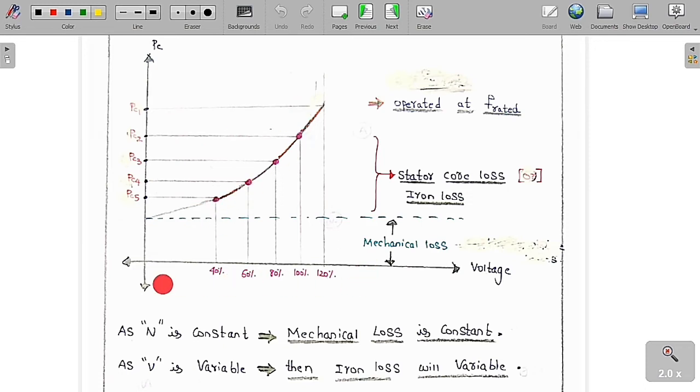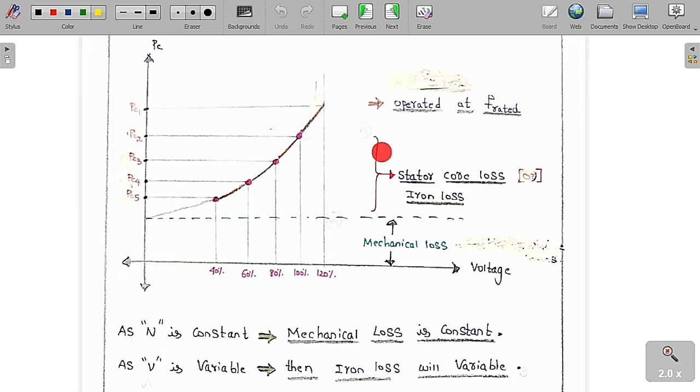Whenever the supply voltage decreases, the input current decreases, the input power decreases, and the constant losses also decrease in this fashion. If you do the approximation and interpolation, you get a fixed point; draw a straight horizontal line. This is the mechanical loss, and the remaining part is the stator core loss or iron loss. We can say clearly that as the speed is nearly constant, the mechanical loss is constant.